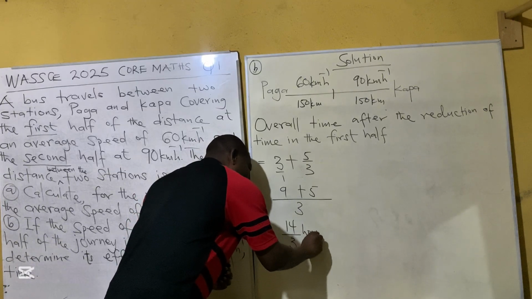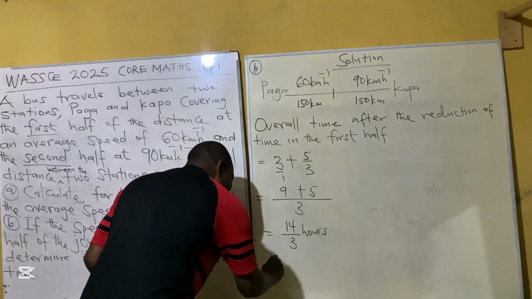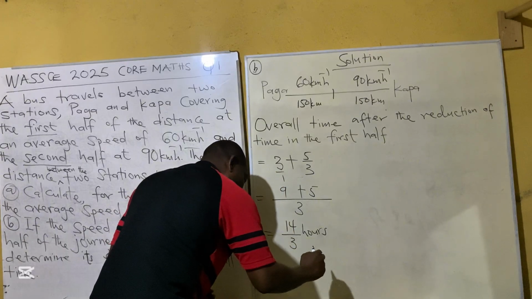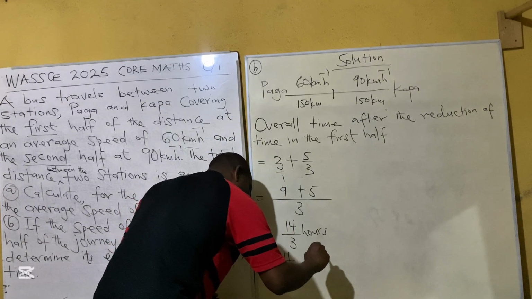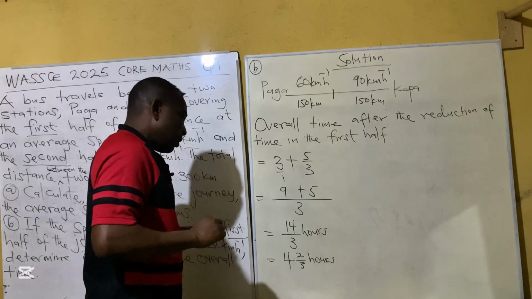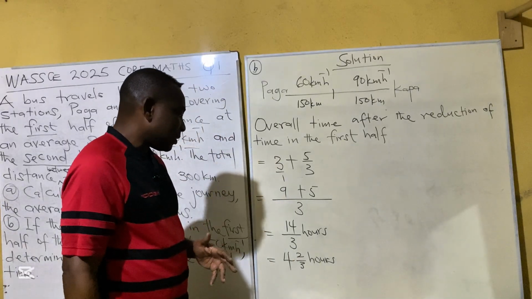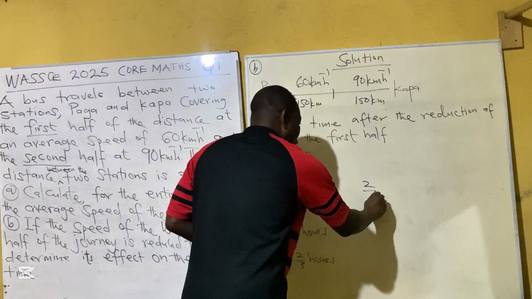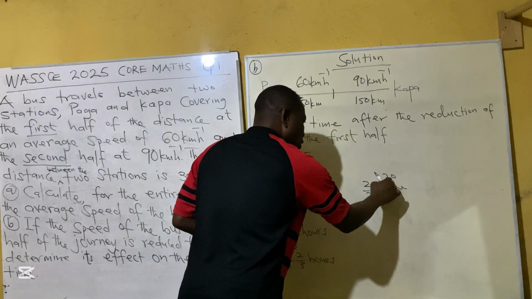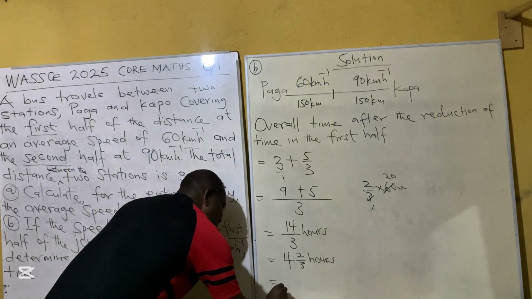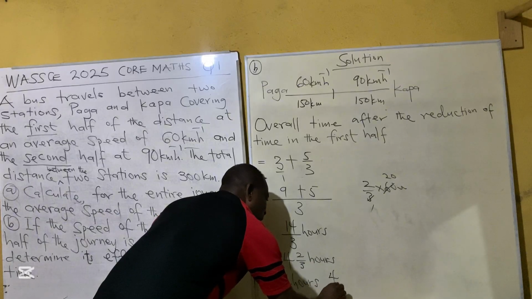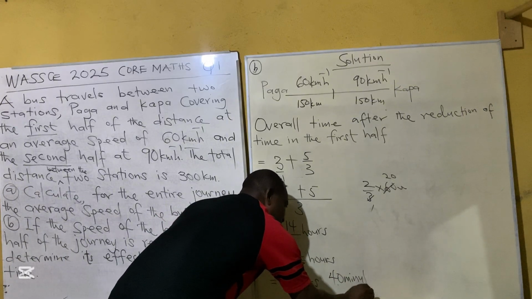Now, this 14 over 3 hours can also be written as 4 whole number 2 over 3 hours. Now, the 2 over 3 hours can be converted into minutes, and it is 2 over 3 times 60 minutes. 3 goes into 3, 1, 3 goes into 60, 20. 20 times 2, 40. Better still, it can be written as 4 hours, 40 minutes.